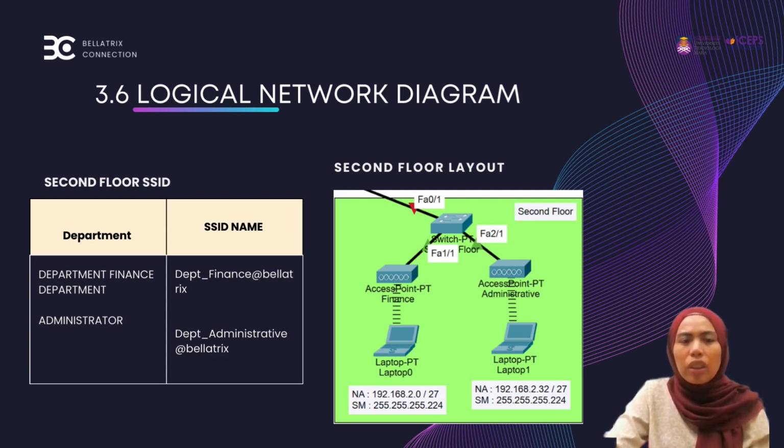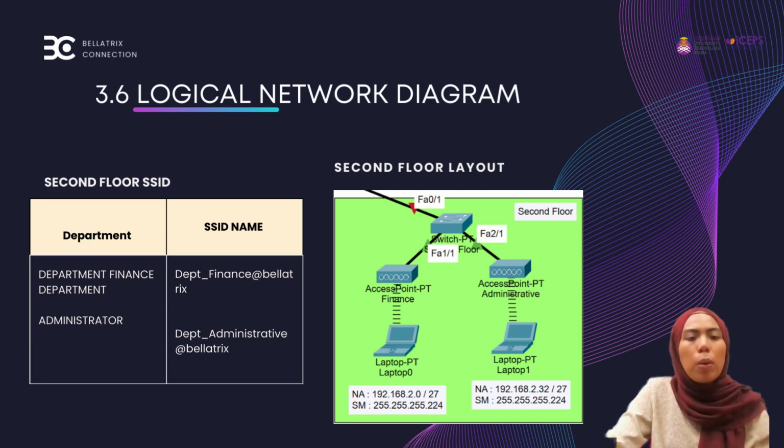Each department has its own SSID, which is the name of a Wi-Fi network. Having a unique SSID for each department helps organize the network, improve security, and manage network traffic effectively. For example, the finance department will connect to the department finance at Bellatrix network, which could have different access restrictions compared to the network used by the administrative department.